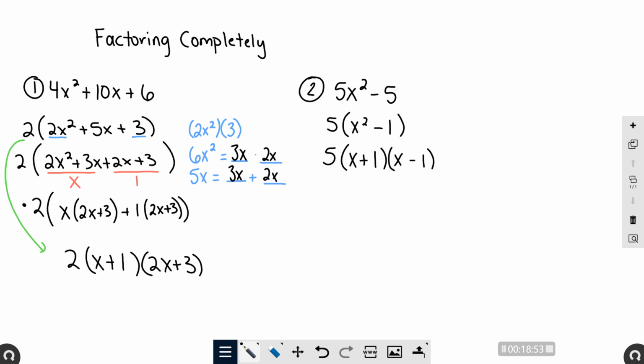So that's your habit that you need to get into. Take out the GCF, then figure out what's left. What type of problem is it, and what do I need to do? Okay, let me see if I can find us one more to do. Let's do this one. Where is it?